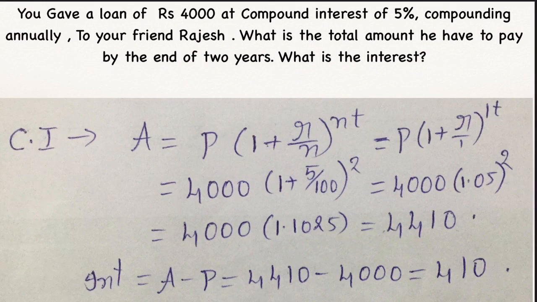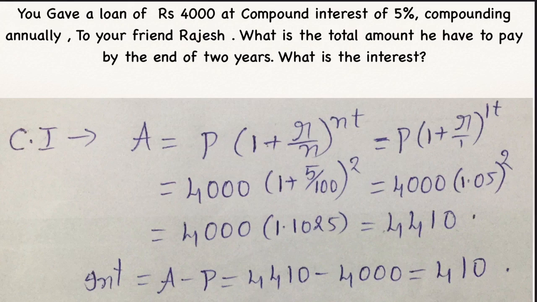Now do the same math with compounding interest. You gave a loan of 4,000 at a 5% annually compounding interest rate. So what is the amount at the end of 2 years and what is the interest? So amount is equal to P into (1 plus R by N) to the power of NT. Here N is the compounding. Annually it is compounding only once, so N is equal to 1.